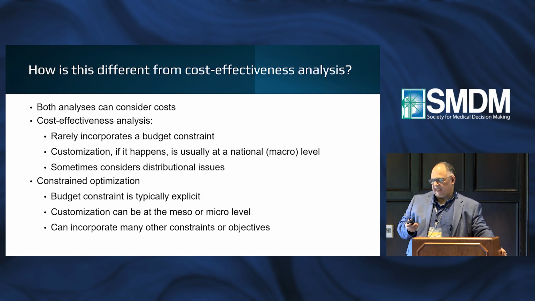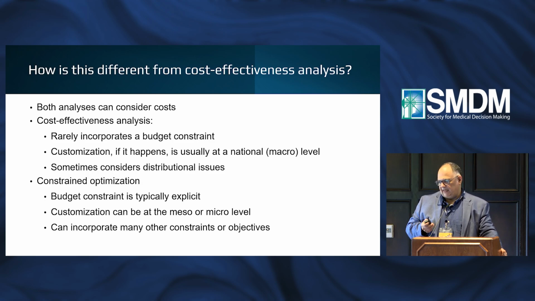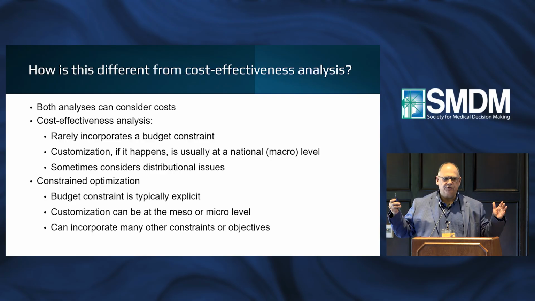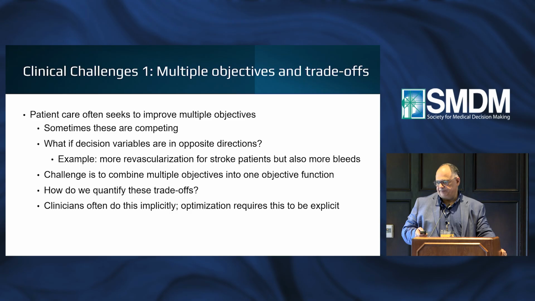Customization, if it happens, usually happens at a macro or national level, and it's sometimes considered as distributional analysis. There's a lot of interest, of course, if you've been at the meeting for the last few days, in distributional cost effectiveness analysis. But it rarely considers things other than distribution. Whereas in constrained optimization, the budget constraint is typically explicit. It more readily, I think, lends itself to customization, particularly at the meso level, so at the institutional level, or at the micro level, which is the individual clinic level. And it can incorporate many other constraints or objectives besides just cost, qualities, and life years.